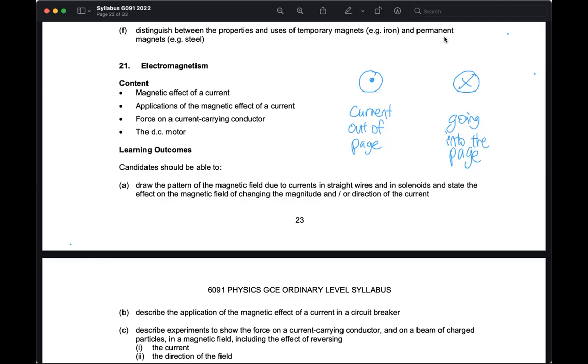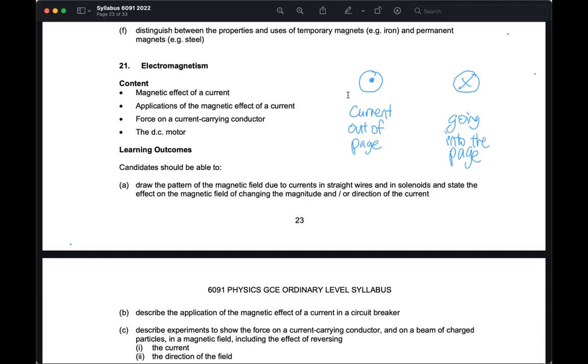Okay, so all of you know, so I don't need to go into detail. Can you see this dot is just like the tip of an arrow coming out of the page. You're looking at the tip of the arrow, so the current is coming out of the page. And this cross is like the end of the arrow where there's a lot of feathers, so it's like going into the page. So when we see a dot, it means current coming out of the page, and when we see a cross, it means current going into the page. Is that clear?